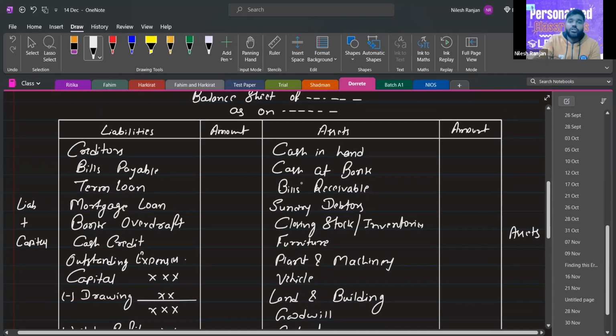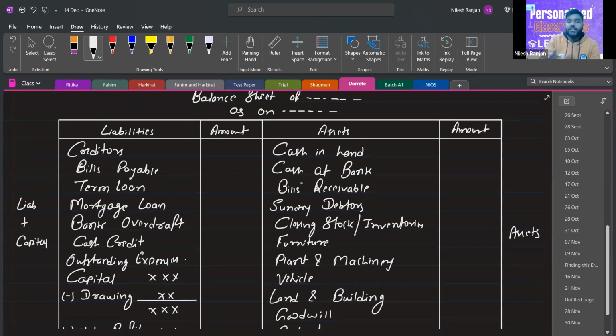So this is on the basis of stability, meaning items which are stable in nature, which are not converted easily into cash, will be written first. So these items will be written first.